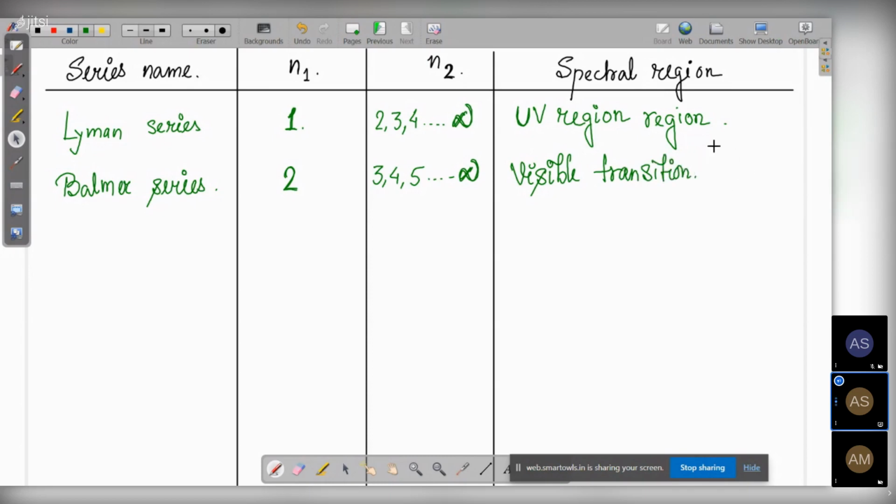And the wavelength of this transition will fall in the region of 4000 to 7000. So if you measure the wavelength of this transition, it will come in the range of 4000 to 7000 angstrom. After your Balmer series, you have the Paschen series.